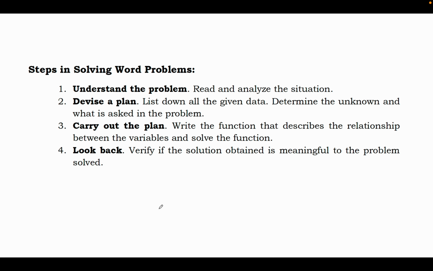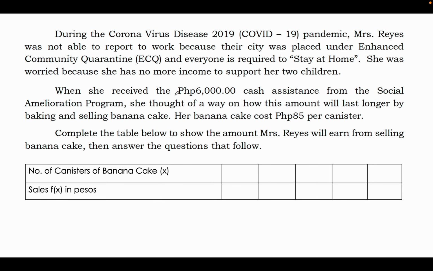Okay. So, step 2, devise a plan. We are going to list down all the given data by determining the unknown and what is asked in the problem. And then for number 3, carry out the plan. That means we're going to write the function that describes the relationship between the variables and solve the function. And then step 4, look back. We're going to verify if the solution obtained is meaningful to the problem solved. Okay? So I used the same problem here in your module.